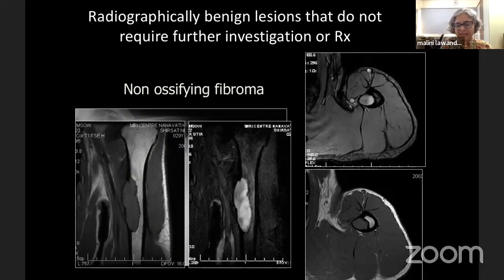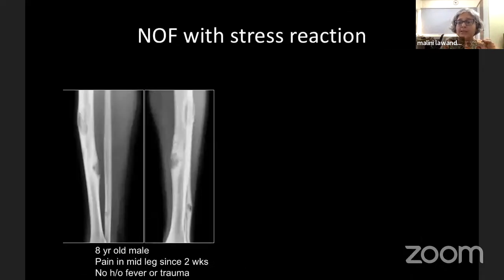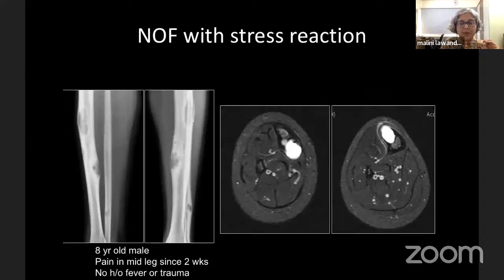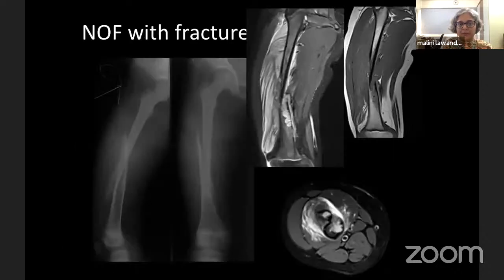It's cortical, well-defined. But in this child with multiple non-ossifying fibromas, MR still helped because this one had a stress reaction. There was edema. So it could be explained, this is what is causing the pain which they were worried about.